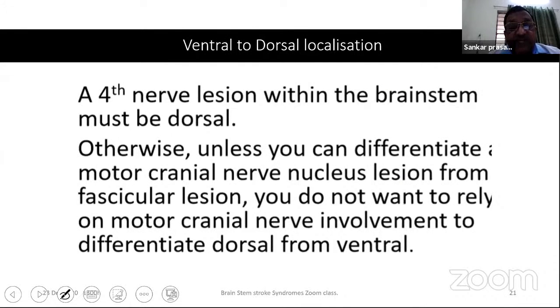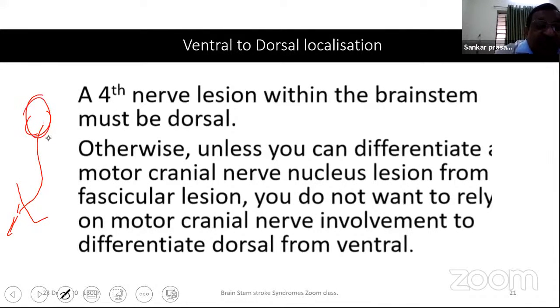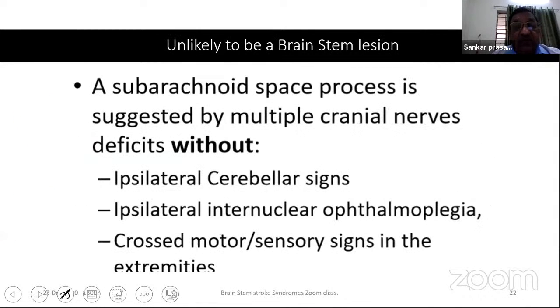Unless you can differentiate motor cranial nucleus lesion from the fascicular lesion. That means if there is a nucleus here, there is a fascicle here that will traverse through the subarachnoid space and exit to the foramina. So damage can be at the nuclear level, at the fascicular level, or in the periphery also. Like sensory nuclei, we cannot depend mostly on the motor cranial nerve nuclei.